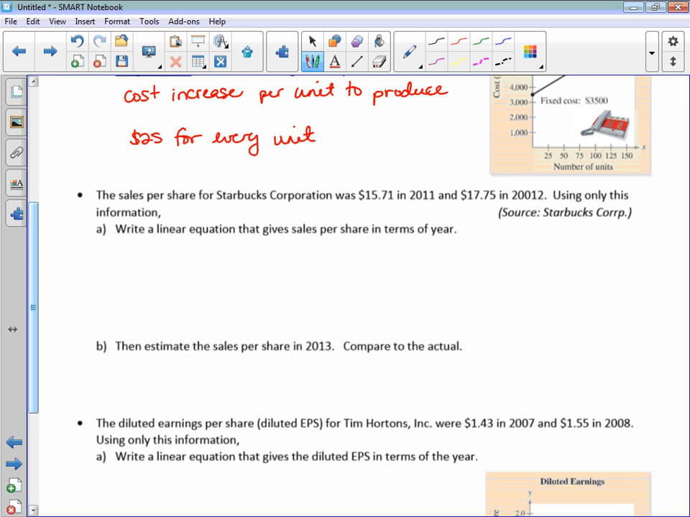So we're going to write a linear equation that gives us the sales per share in terms of year. If you remember from Algebra 1, to write an equation, you just need 2 points. We have a year and the cost, and then another year and the cost. I am going to let t equals 11 represent the year 2011. So t is my year. y is going to be my sales per share.